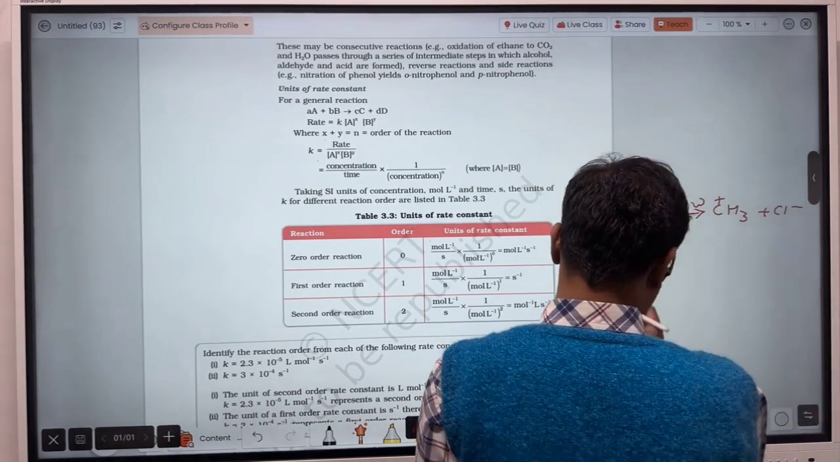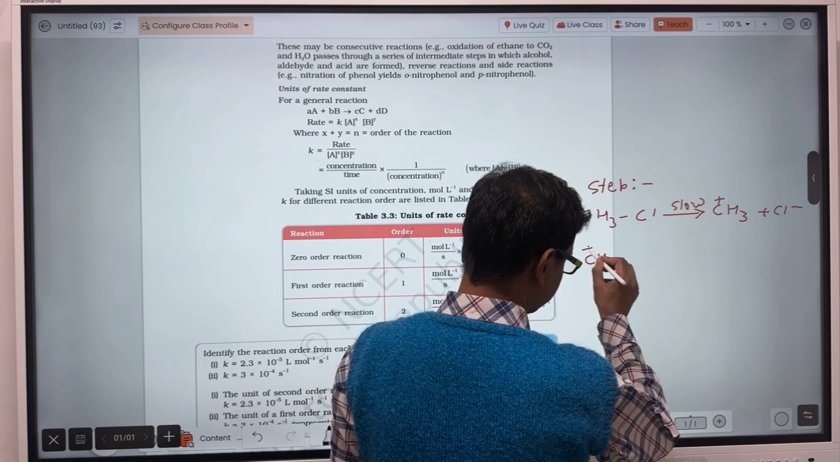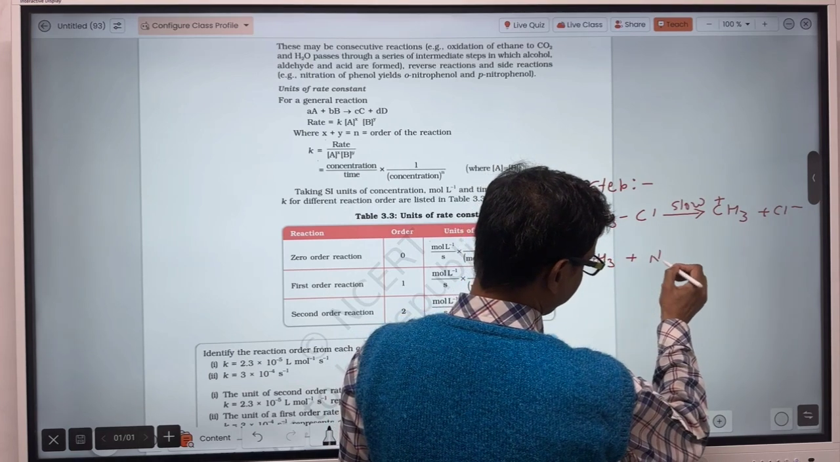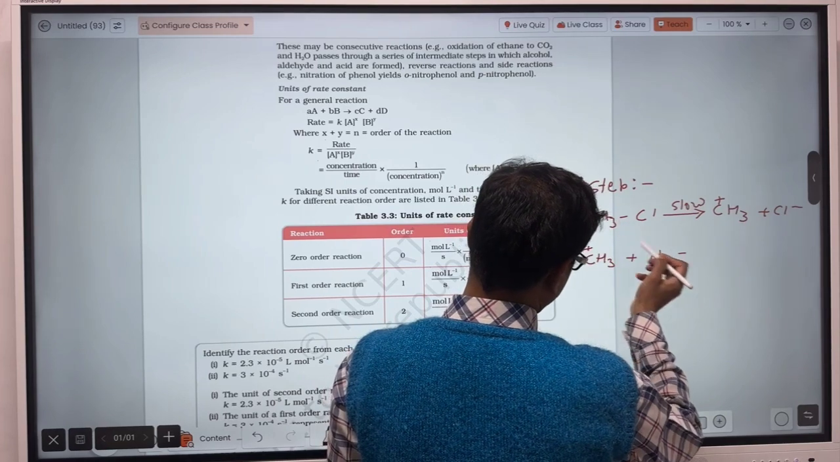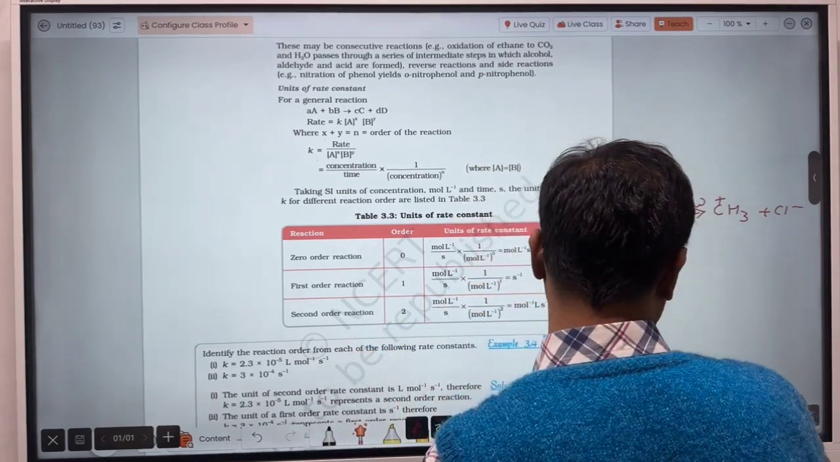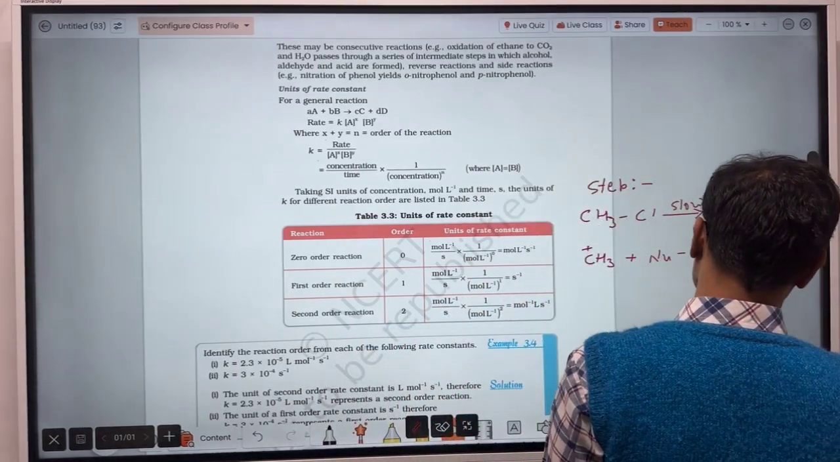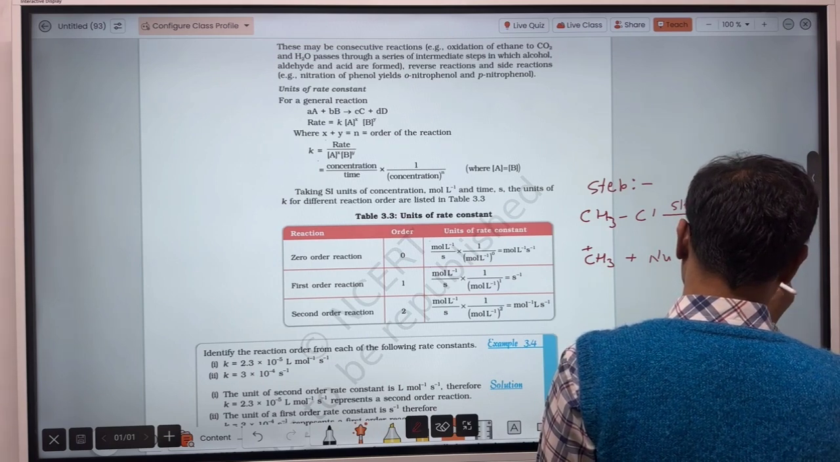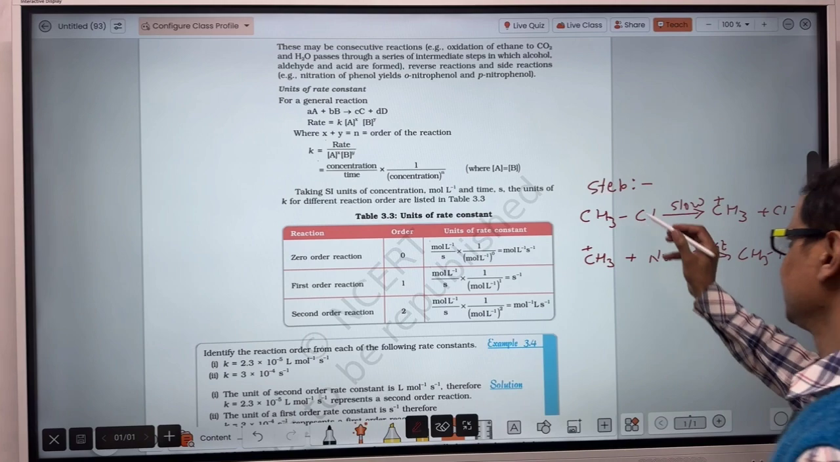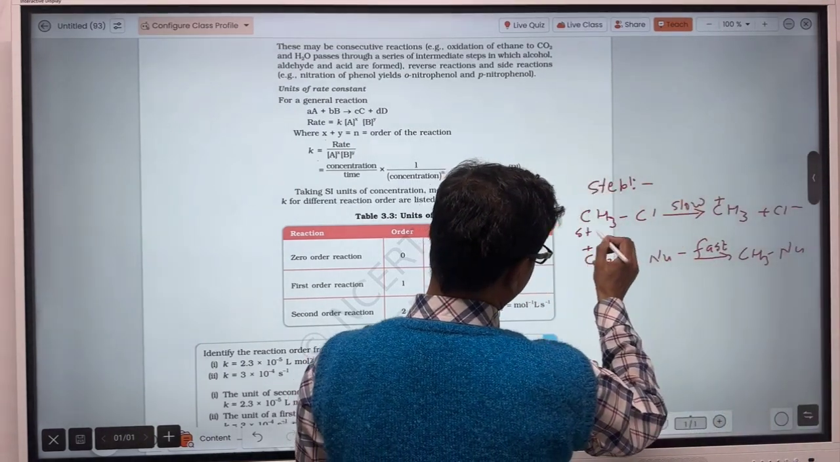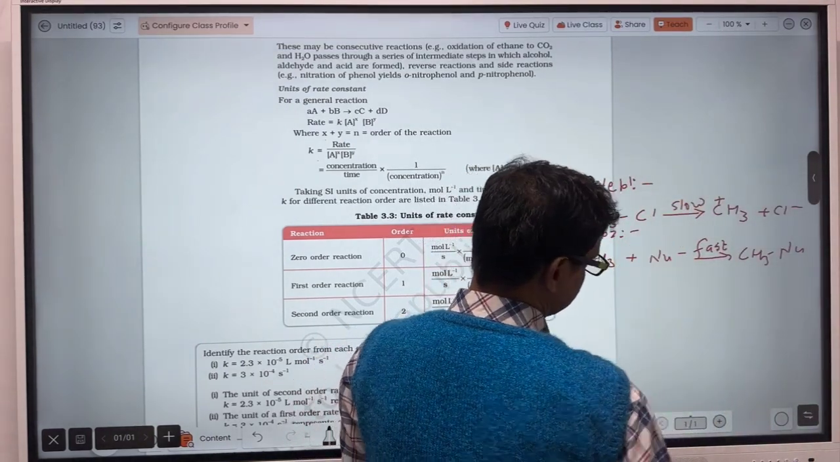Okay. In the next step, what happened? Here the positive charge is a carbocation and the nucleophile will approach toward it. Okay, the nucleophile will approach toward this methyl, and this step will be a fast step. So there will be formation of this one. So this one is step 1, and this will be step 2.